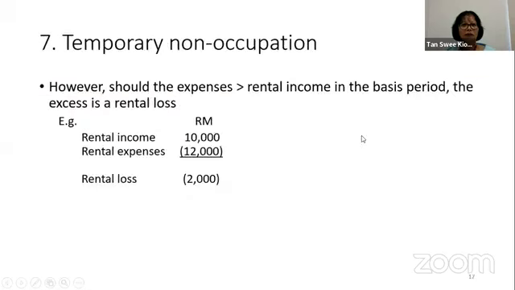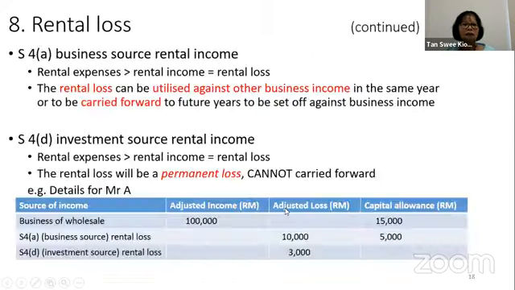Okay, now we look into the scenario. Temporary non-occupation, as I mentioned just now, gives a rental loss. We look at this example. Rental loss under section 4A, business source rental income. So this loss can offset against other business income if the landlord has other business income. If not, carry it forward to next year to offset against next year's income. If next year still makes a loss, carry it forward to the following year again. For section 4D, investment source rental income, this rental loss is a permanent loss, as I mentioned just now, and cannot be carried forward.